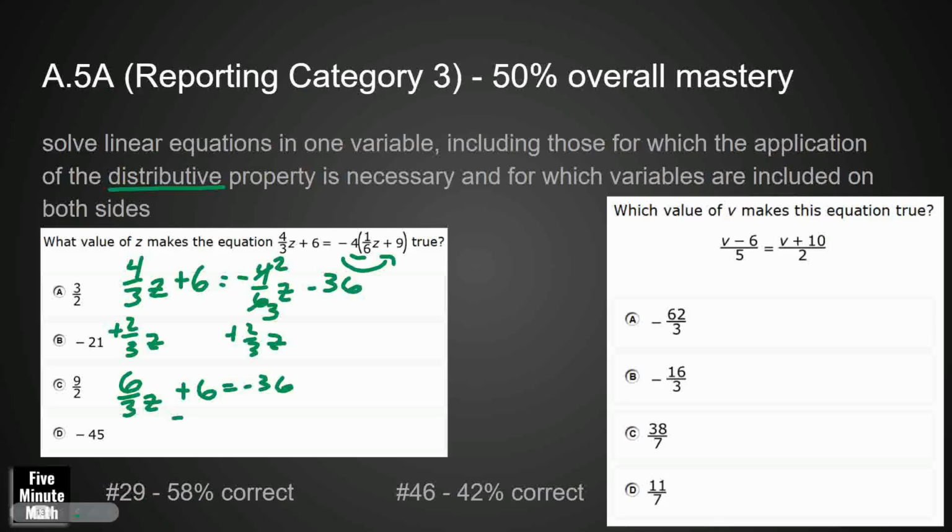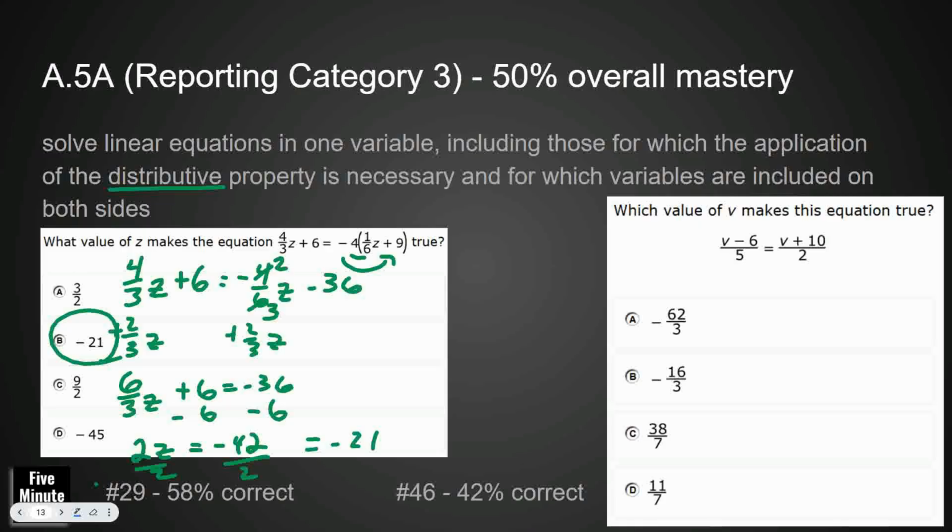Let's go ahead and subtract 6 from both sides. And I'm going to get 2z equals -42. Divide by 2, that's going to equal -21. So that's our answer there. Looked a bit rough, but finally got those fractions out of here.